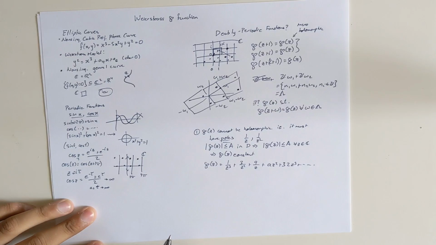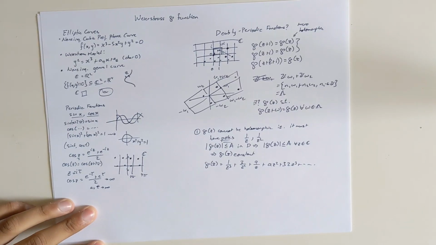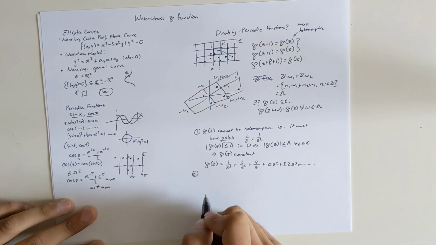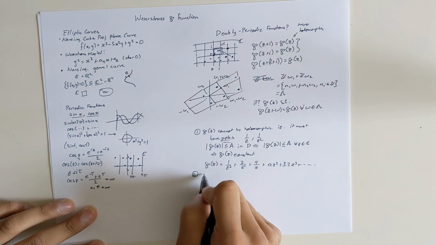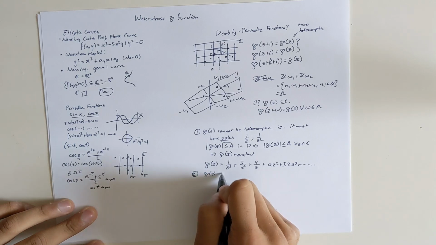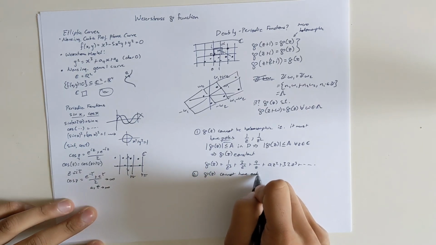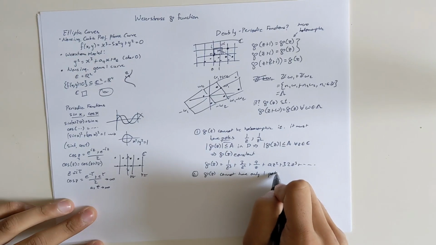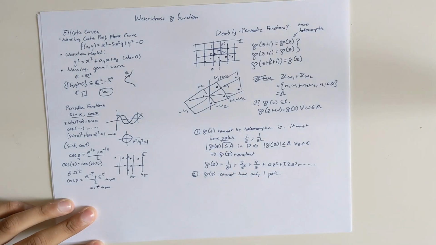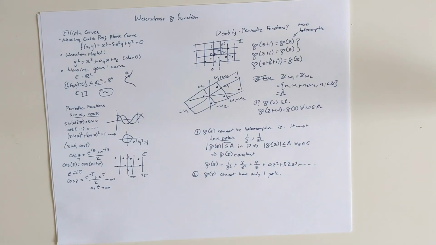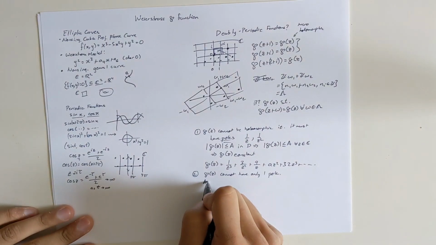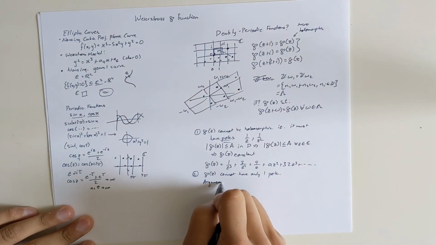Now the thing is, we want it to be as nice as possible, so we want to have the minimal amount of poles as possible. This leads us to our second observation, which is that P of z cannot have only one pole. And why is this true? Well, we can use this lovely argument called the argument principle.